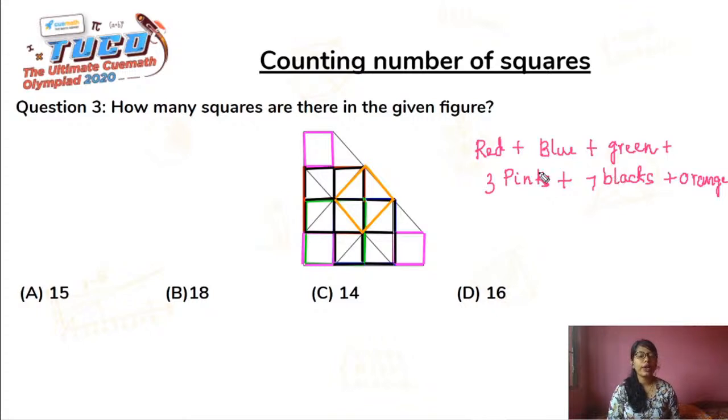So altogether, how many squares did we have? 1 plus 1, 2, 3, 4, 5, 6. 6 plus 7 is 13, and plus 1 is 14. So we have 14 squares in this given figure. To avoid confusion, let me write it again: 1 red plus 1 blue which is 2, plus 1 green which is 3, plus 3 pinks, so 3 plus 3 is 6, plus 7 blacks. How is it 7 blacks? You can see the highlights: 1, 2, 3, 4, 5, 6, 7. And plus 1 orange. So from here we see that there are 14 squares in the given figure.